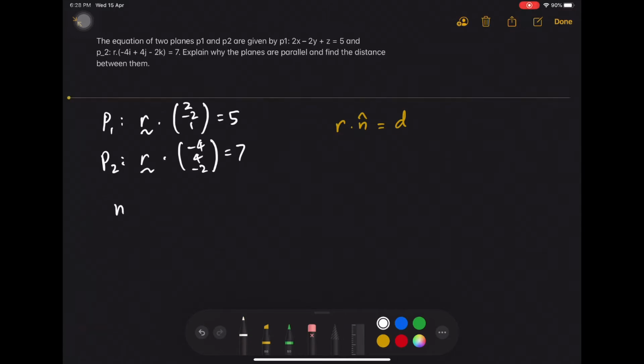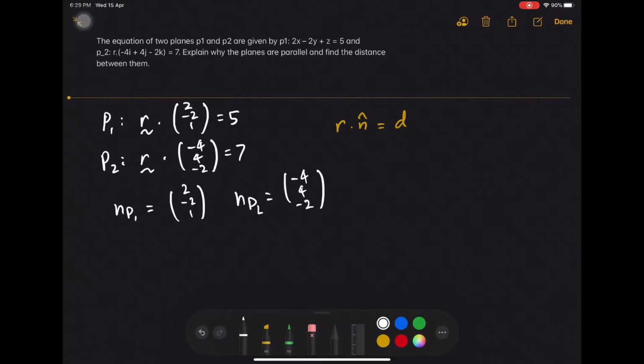The normal for plane 1 will be (2, -2, 1). And the normal for plane 2 will be (-4, 4, -2). In order to prove that they are parallel, all we need to show is that they have a common vector.